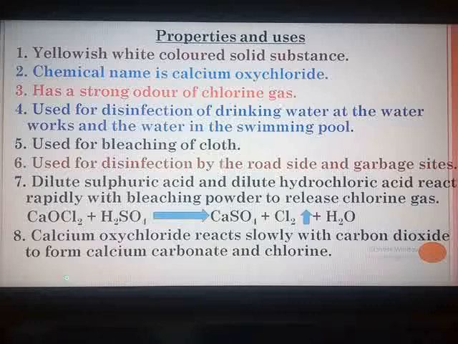Now our next salt which we are going to study in detail is washing soda, or sodium carbonate. When we studied the uses of sodium chloride today in the beginning, I had told you that sodium chloride is used for the production of sodium bicarbonate and sodium carbonate. So sodium carbonate is also known as washing soda. So let us study about it in detail.